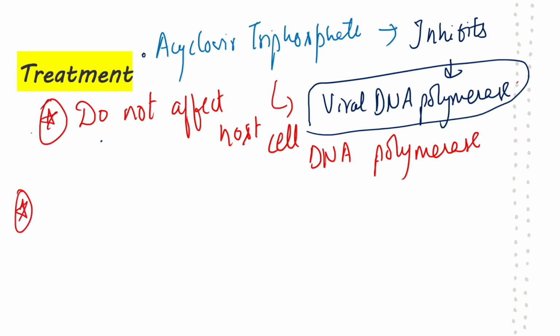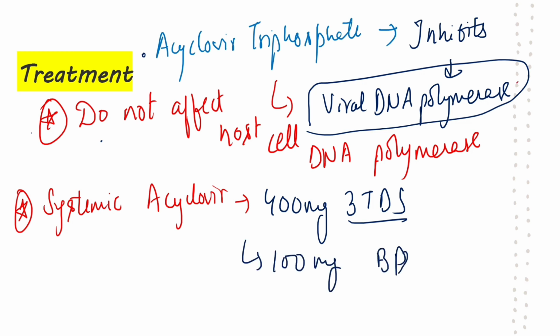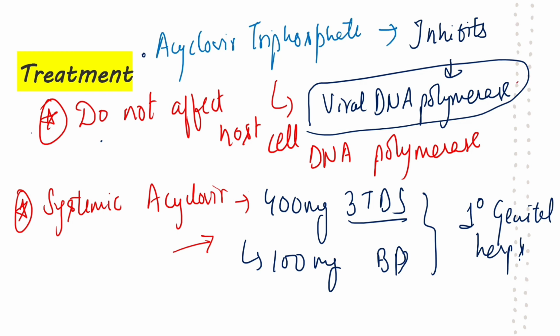replication. Now, systemic antiviral medications such as acyclovir, that is 400 mg to be given 3 times a day, or valacyclovir, that is 1000 mg twice daily, are effective in managing primary genital herpes infections. They also show some efficacy in controlling primary oral herpetic gingivostomatitis, although to a lesser extent.